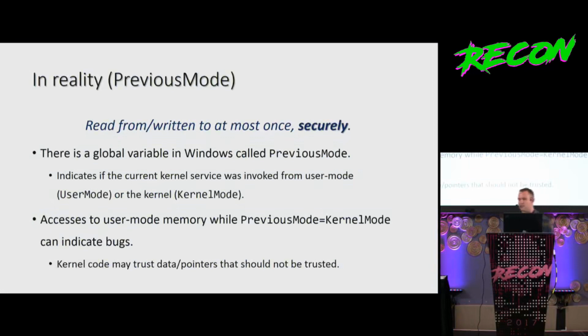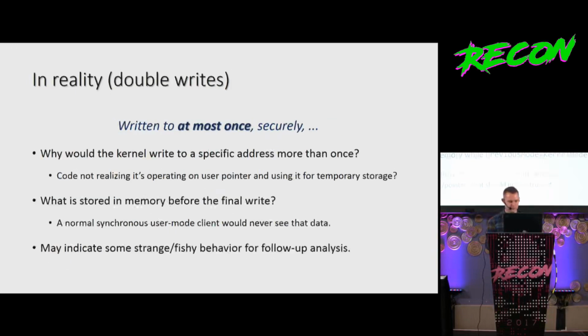For example, there is a global variable in Windows called previous mode, which indicates if the caller of the system call is user or kernel. So for example, if previous mode is set to kernel mode, but it's operating on a user mode pointer, then it might be possible that Windows gives too much trust to this pointer and doesn't really realize that it's a user mode pointer.